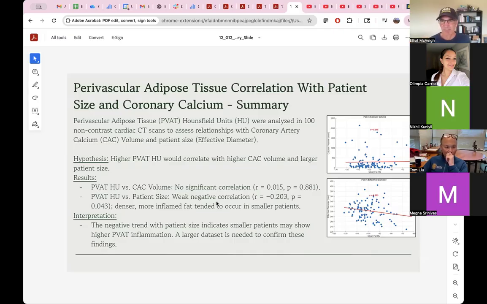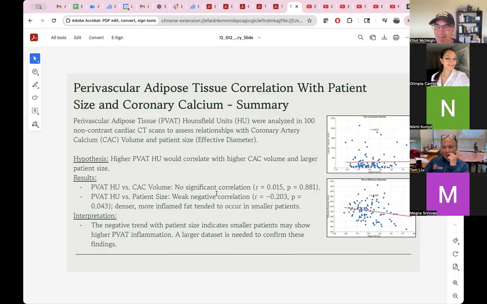So to test our hypothesis, we looked at 100 non-contrast CT scans of the cardiac region. And from those, we estimated the patient size, the calcium volume, and the Hounsfield units of the perivascular fat. And to look at the correlation, we calculated the Pearson's correlation coefficient between these variables, as you can see in the plots on the right of the screen.